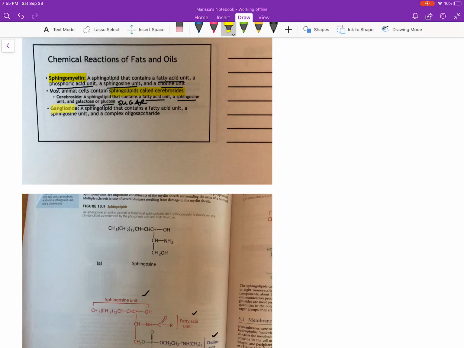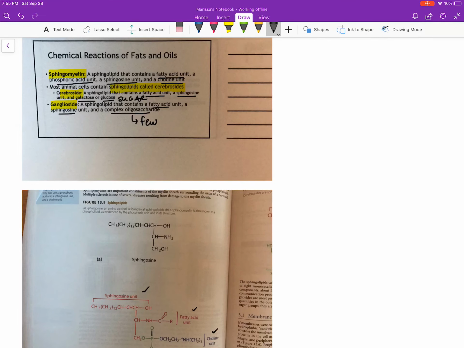The ganglioside is the sphingolipid that contains a fatty acid unit, a sphingosine unit, and a complex oligosaccharide. Oligo usually means few, so it's more than 2 but less than tens of thousands. And so we call it oligo because it means few.